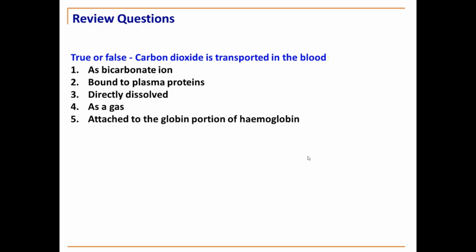Okay, so number one, carbon dioxide is transported in the blood as bicarbonate ions. Yes, that's obviously true, about 60% if you remember right. Bound to plasma proteins? No, not to any significant degree. Directly dissolved? Yes, it's directly dissolved in the blood, about 10%. As a gas? Nope. And attached to the globin portion of hemoglobin. Yes, that's true. It's attached to the globin portion, not the heme part. Okay, nice and easy. Presume you got all of those right. I hope so, at least.